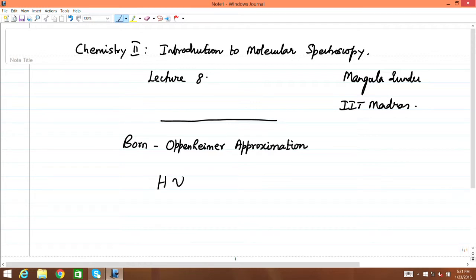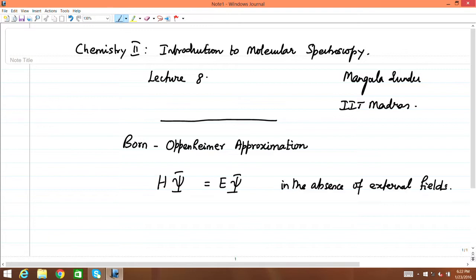Let me write the Schrödinger equation, time independent. H psi is equal to E psi, that is in the absence of external fields. And H is of course the sum of the kinetic energy and the potential energy. For the first time I am using the hat symbol, but I am not consistent with that. It's the kinetic energy of all the atoms and the electrons and the potential energy between the atoms, the nuclei and the electrons.